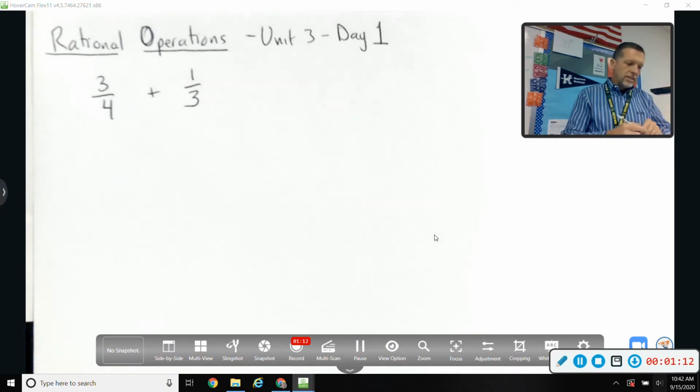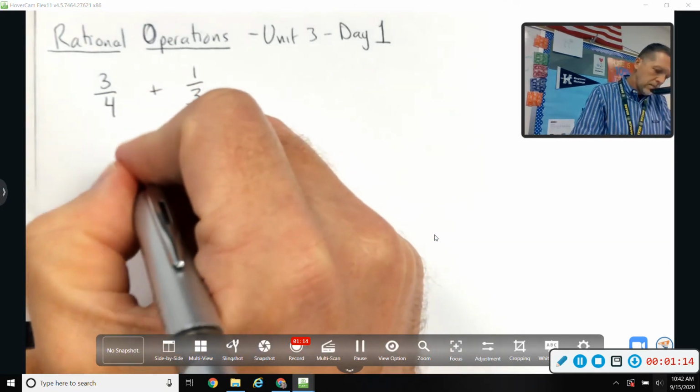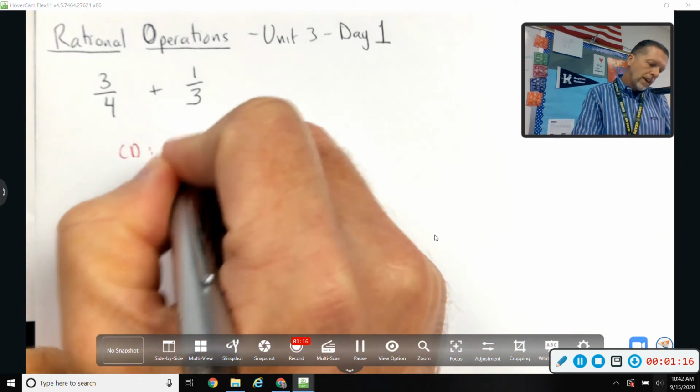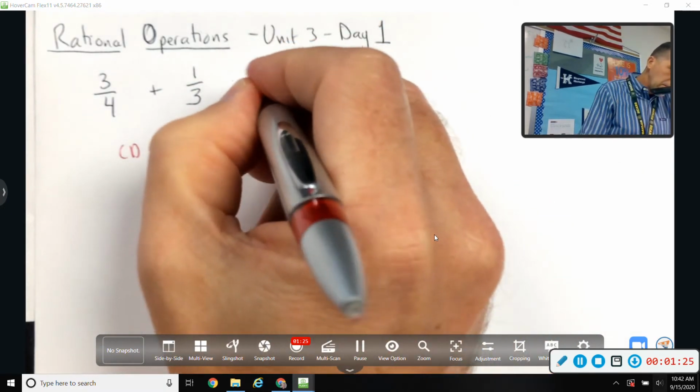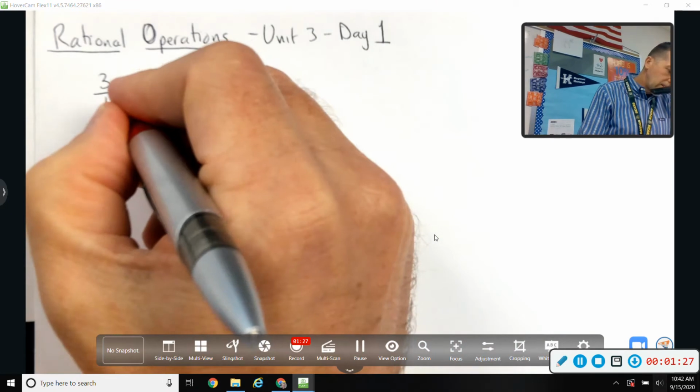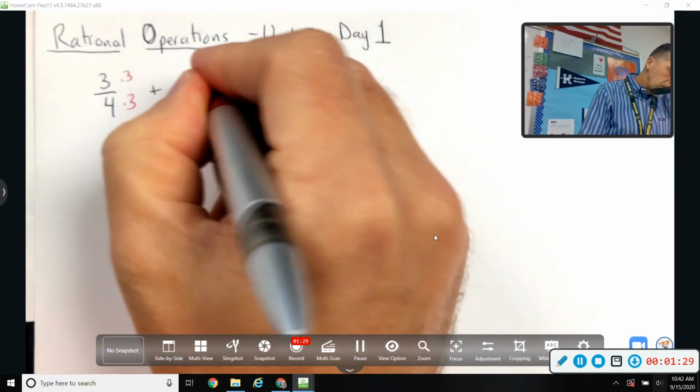Common denominator of 12, I guess. So if we get them both to be 12, then we can add the numerators. This is basic stuff, but we're going to use it for more complicated things in a moment. So for now, let's just do an easy one.